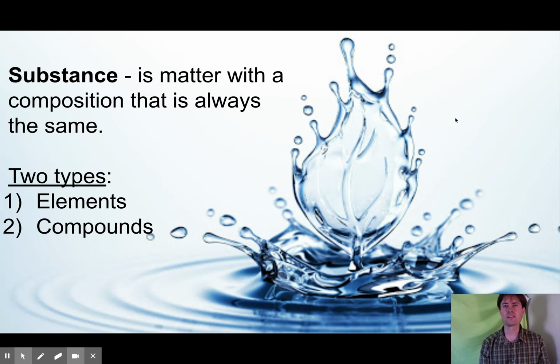A substance is matter that has the same composition always. If you're talking about water, water is water. If it's water with Kool-Aid mixed into it, that's no longer the same substance. But water is always water. Elements are always elements. So, compounds and elements.